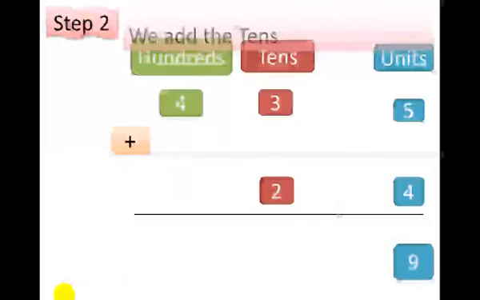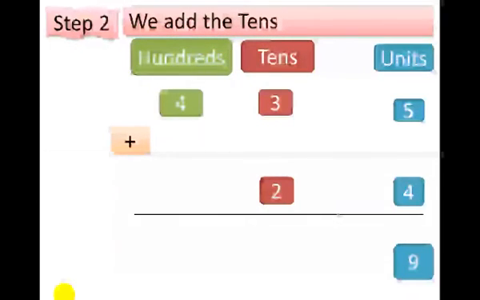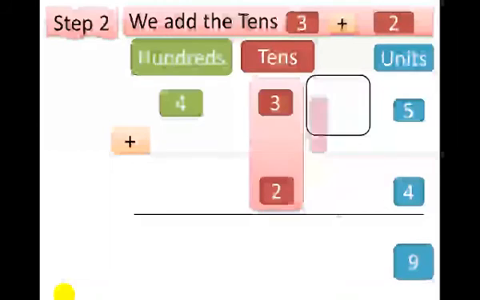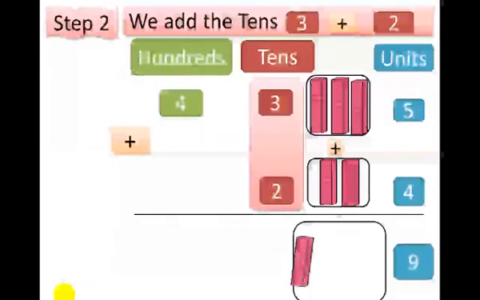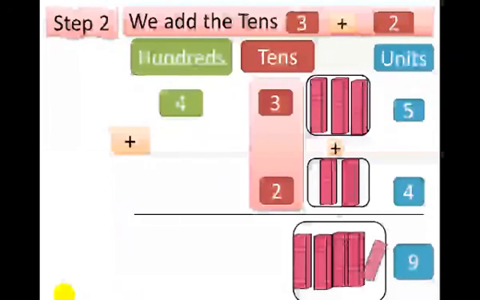Next, we add the tens. Now, let's look at the numbers under the tens. 3 tens plus 2 tens. 3 tens plus 2 tens, 1 ten, 2 tens, 3 tens, 4 tens, 5 tens. 3 tens plus 2 tens equals 5 tens.